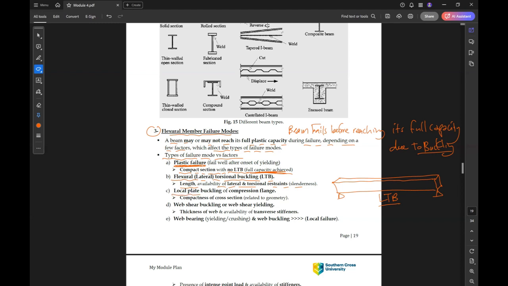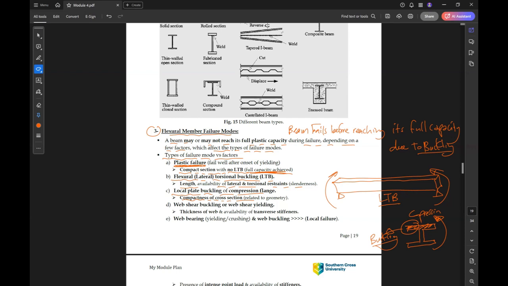For local buckling, local plate buckling of compression flange, in some cases, because in bending, what happened in bending? In bending, sometimes if the moment is like that, the top flange is under compression. And what happens to the member under compression? Buckling. So the top flange fails due to buckling. This happens due to compactness of the cross section related to the geometry.